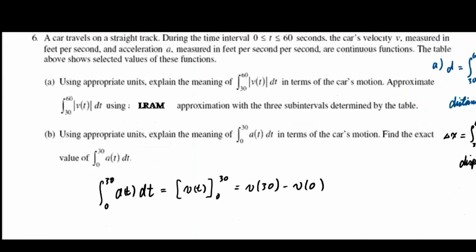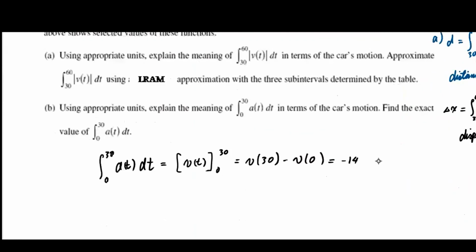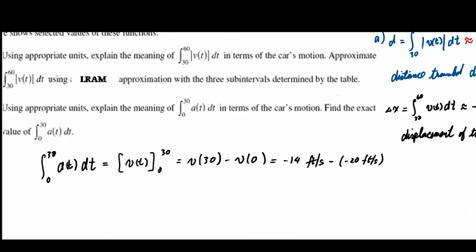So this becomes negative 14 meters per second. Oh, meters. Oh, I did it again. Feet per second, minus negative 20 feet per second. So what we end up getting here is positive 6 feet per second.